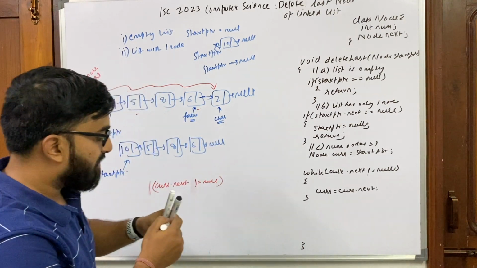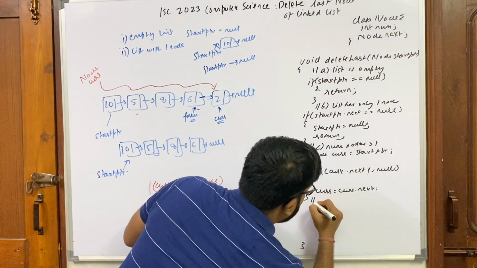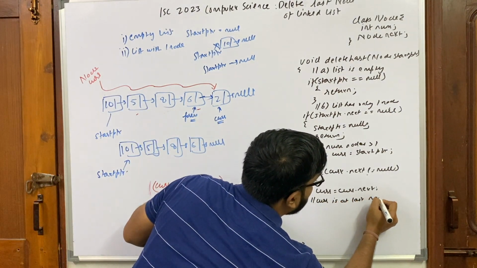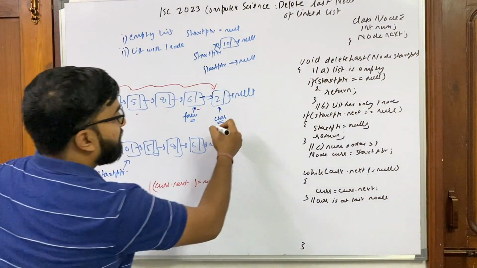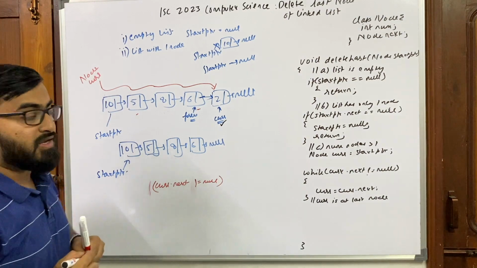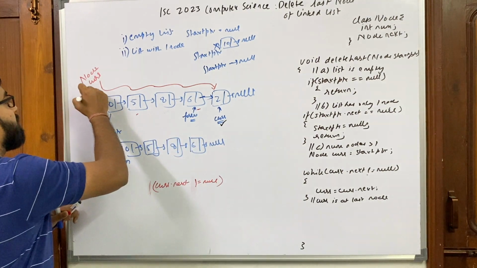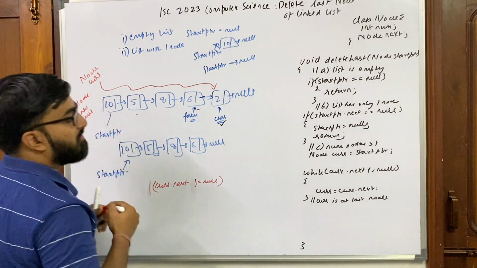So when you come here, the loop breaks because current's next is null. So current is at the last node, and this is the node that I want to get rid of. So I have reached my current. How do I get my previous? I'll take another variable of type node and set it to null.